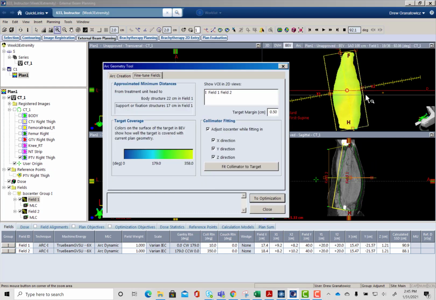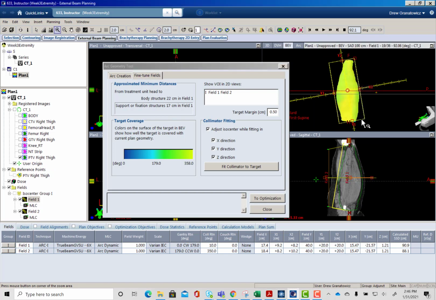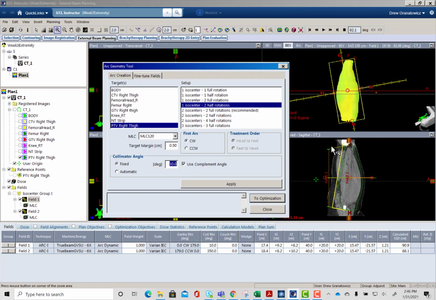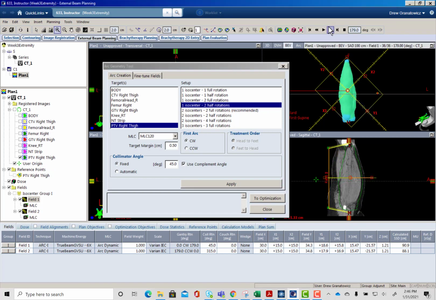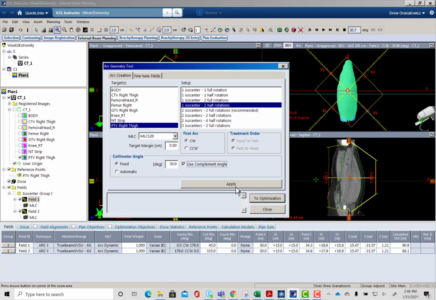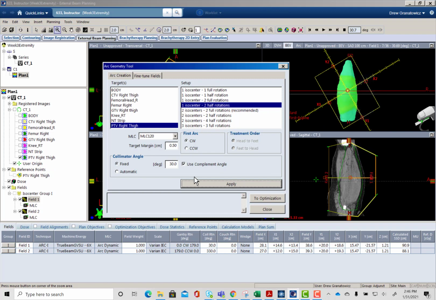But again, this whole PTV turned more yellow, so Eclipse thinks we'll do a better job with this collimator angle. But again, that kind of proves my point. I never pay attention to this or listen to it because I think this would produce a worse plan than 30 degrees here. Anyways, I don't like that it's cutting off down here, so let's try a steeper angle. 45. I don't know. Let's try 30. We'll run a plan at 30 and see what it looks like.